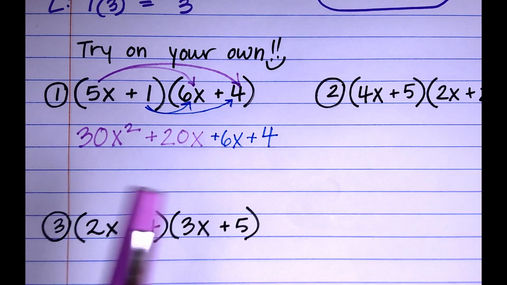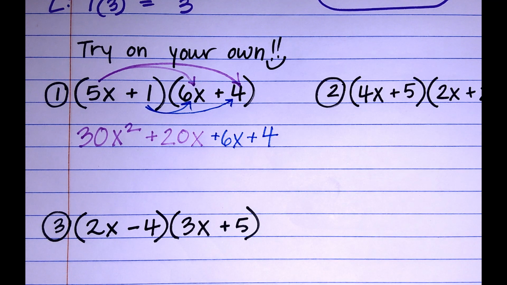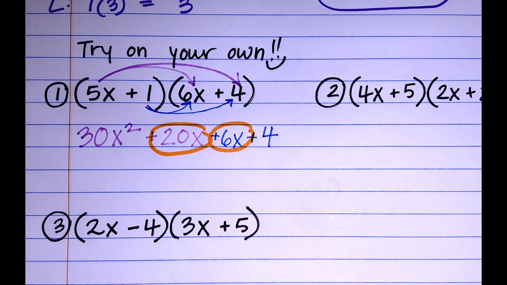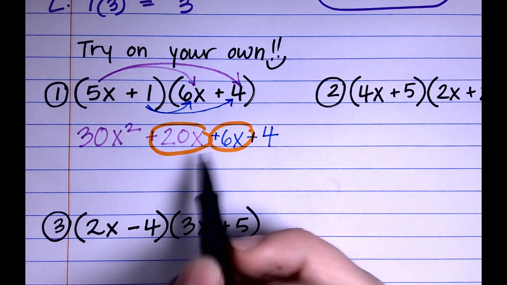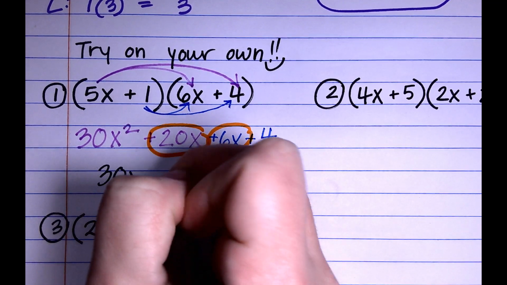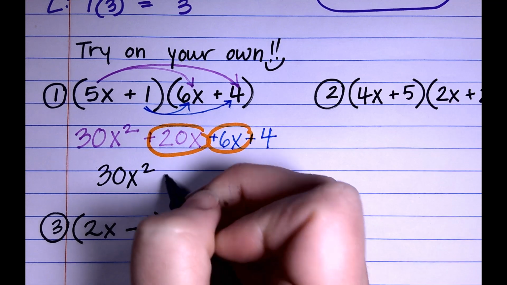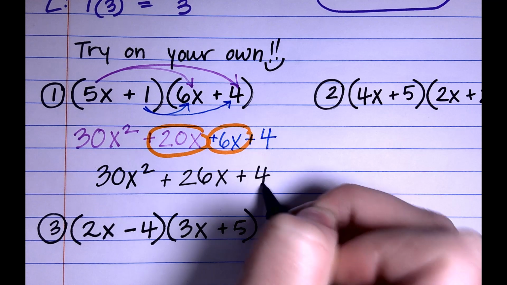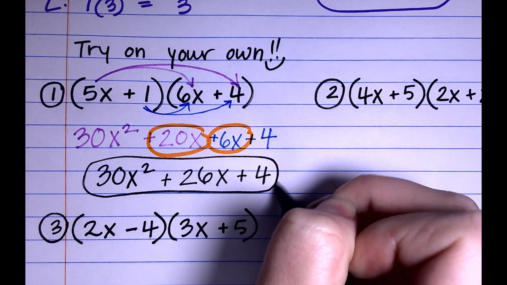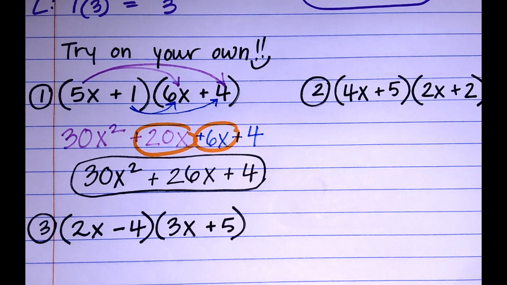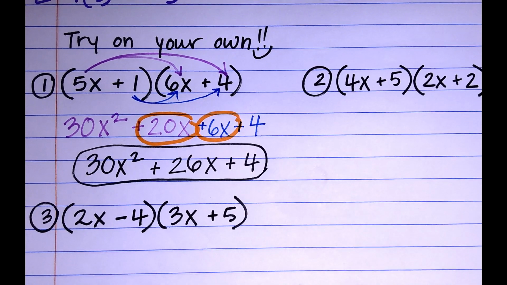So, what needs to be combined? 20x and 6x. They both have x's. So, we're going to add those together, giving us 26x. So, 30x squared plus 26x plus 4. And that would be our answer. How'd we do? Great. Good.